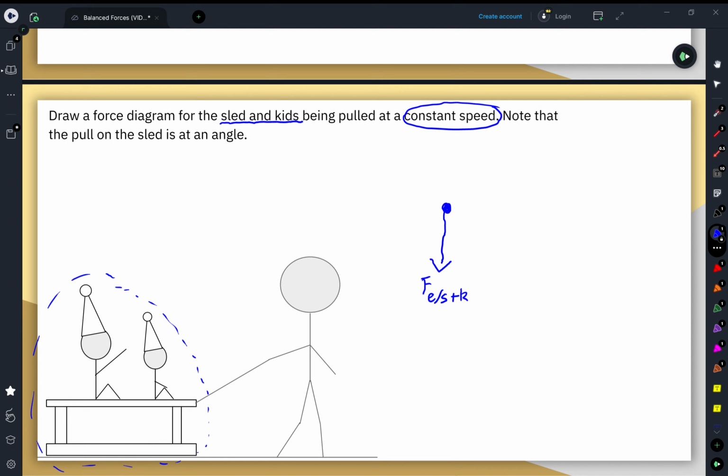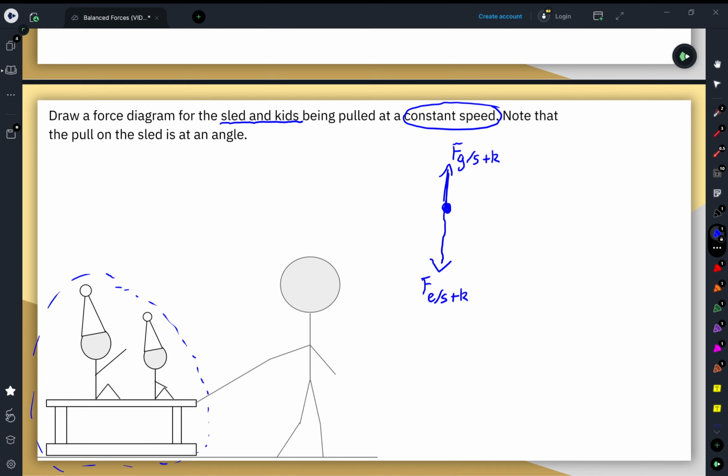Then other things that are touching it. Right now I'm given no indication that the air, which is definitely touching the sled and the kids, would be exerting a force, so I'll discount that. Then there's just going to be two things that are touching the sled and the kids: the ground and the person pulling on that rope, that handle, or whatever that is. So we're going to first focus on the force exerted by the ground. So we're going to have an upward force of the ground acting on the sled and the kids.